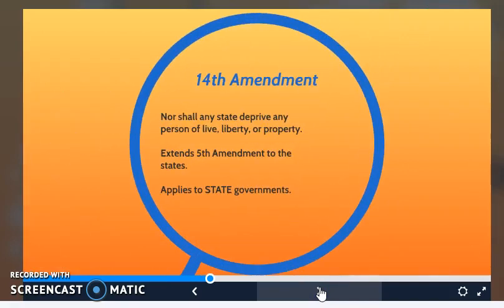Our other big due process amendment in the Constitution is the 14th Amendment. The part of the 14th Amendment says, nor shall any state deprive any person of life, liberty, or property. So the 14th Amendment extends the 5th Amendment to the states, and again, it applies to state governments. Until after the Civil War, when the 14th Amendment was passed, it was a little bit unclear. If you lived in one state, you could have certain rights that you wouldn't have in another state. And the 14th Amendment makes it so that no matter what state you live in, you need to be treated fairly. So 14th Amendment, due process by the state governments.